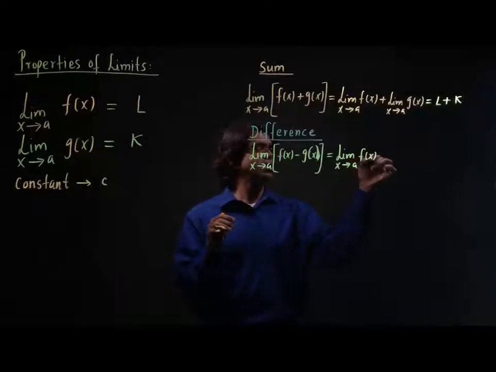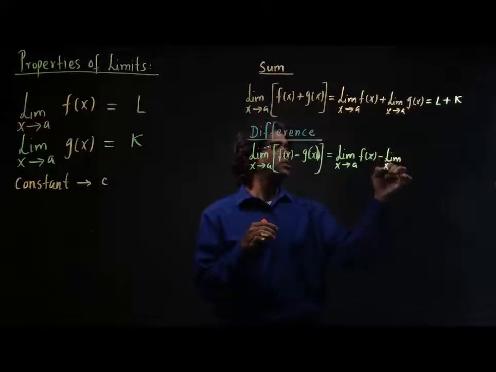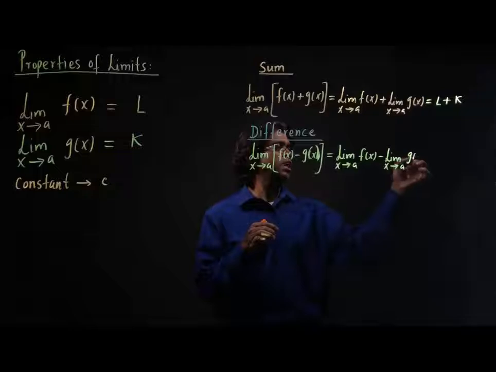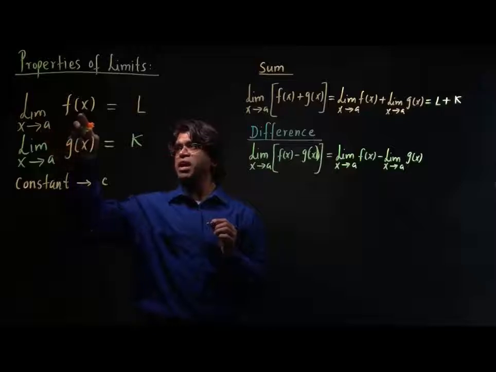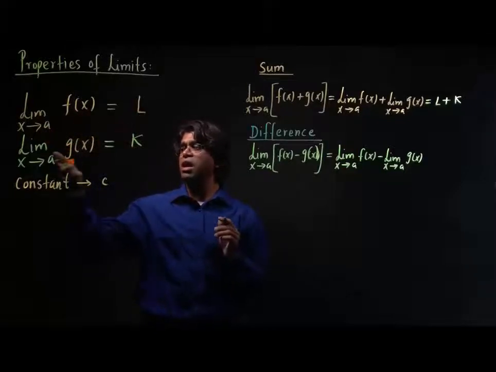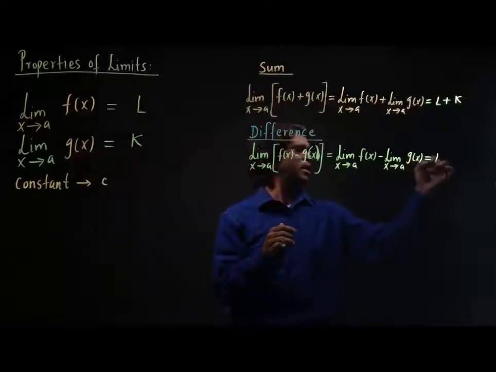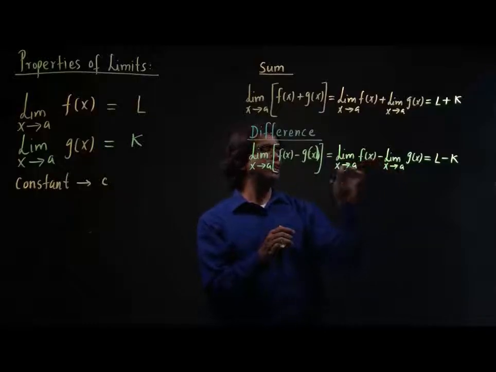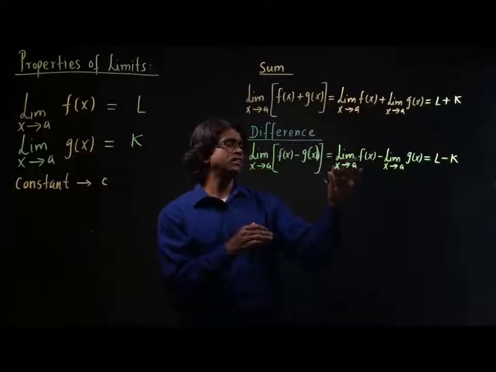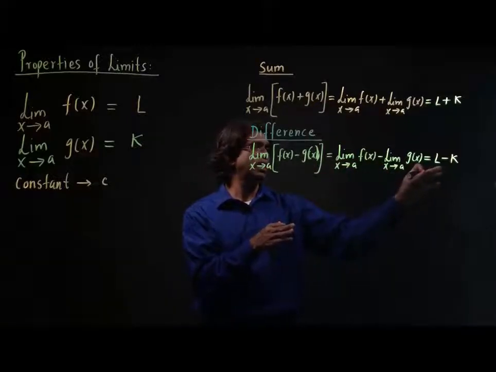minus limit x tends to a g(x). And as you can see, limit x tends to a f(x) is L and limit x tends to a g(x) is k. So I'm going to write this as L minus k, because we are subtracting the two functions and then finding the limit. And the limit will be L minus k.